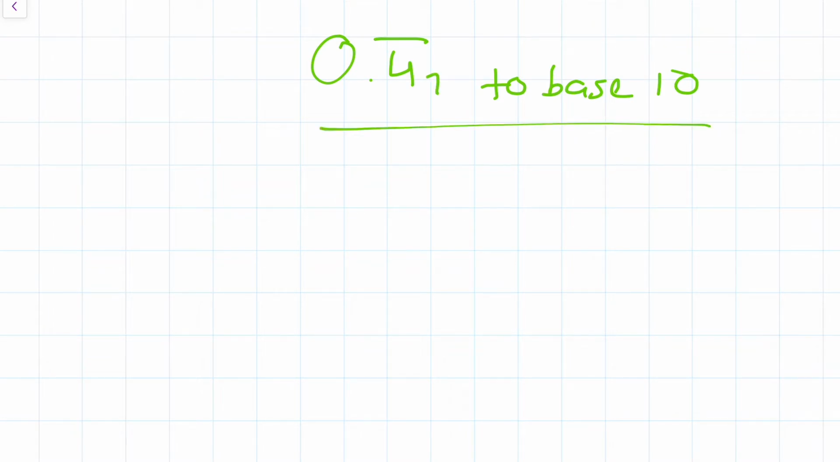So our problem is 0.4 repeating in base 7 to base 10. Okay, so we have this problem.